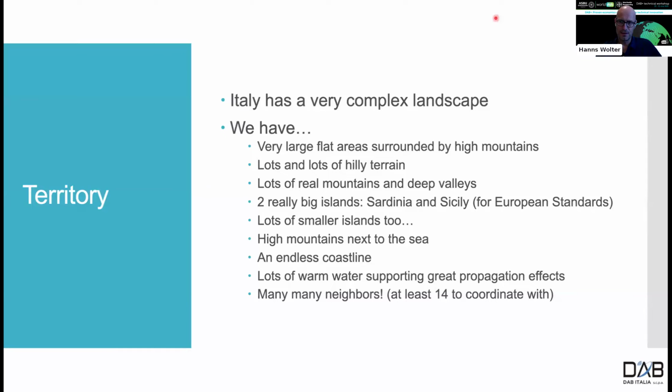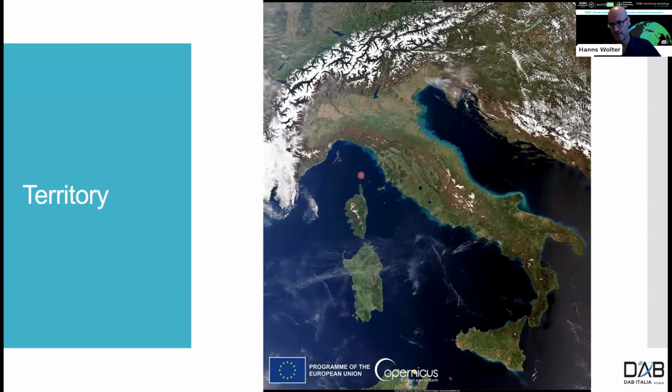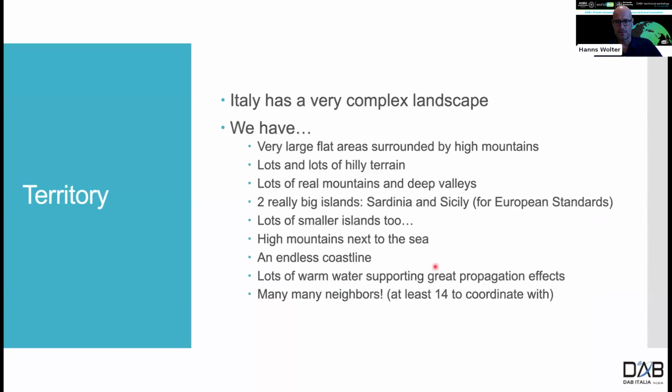And we have a very, very long coastline because we have the Adriatic Sea on one side. I'll just go back. You can see here the Adriatic Sea, the Ionian Sea, and the Tyrrhenian Sea on the other side. It's a very long coastline, and this has some reflections. We also have a lot of neighbors, at least 14 countries, which we have to coordinate with. So the frequency usage for DAB in Italy has a lot of constraints due to all these neighbors.